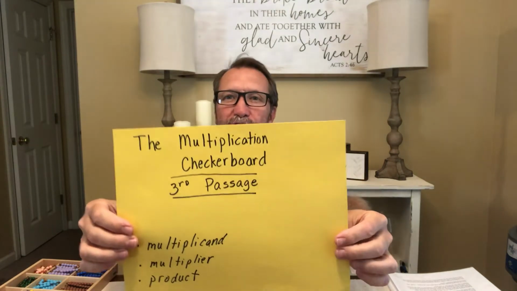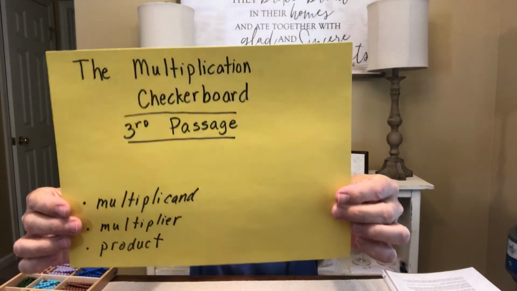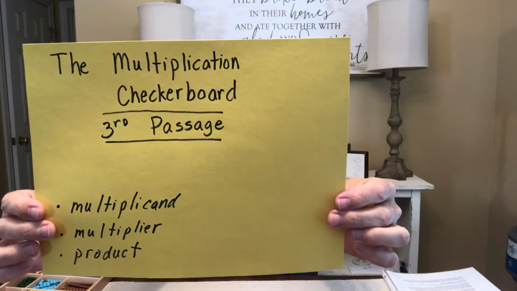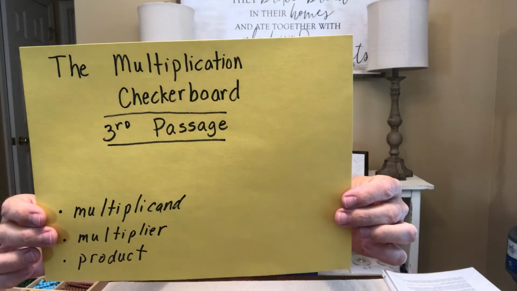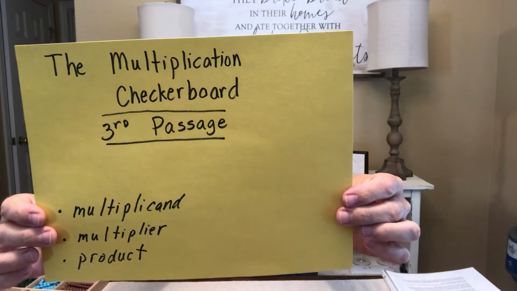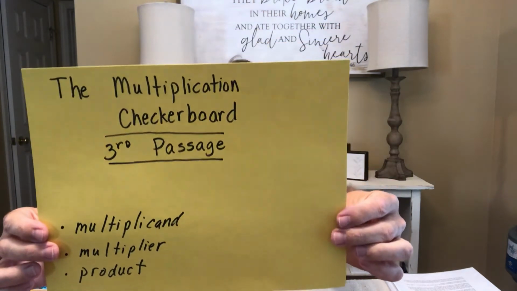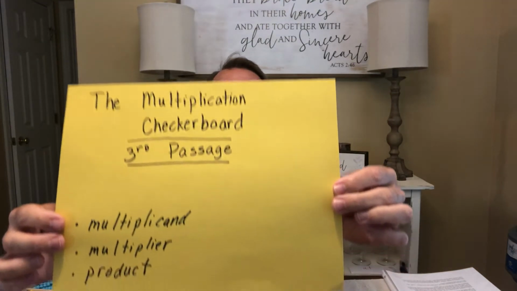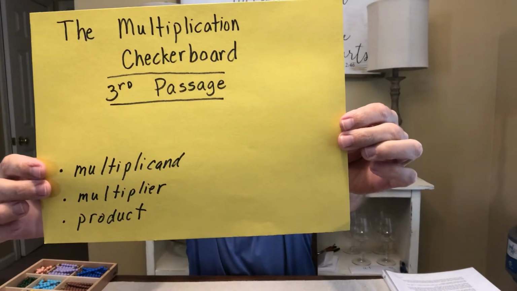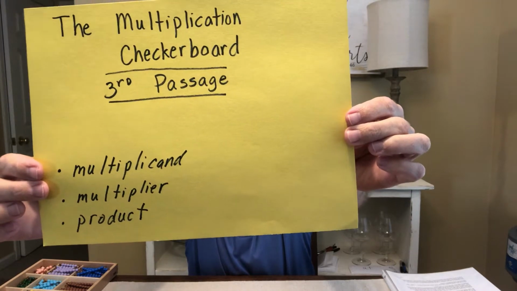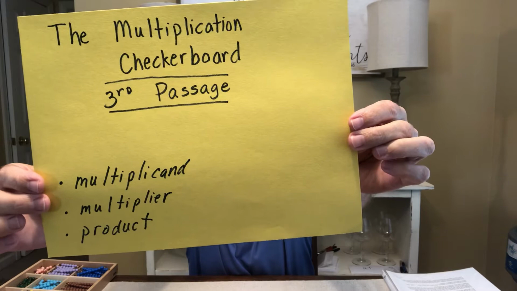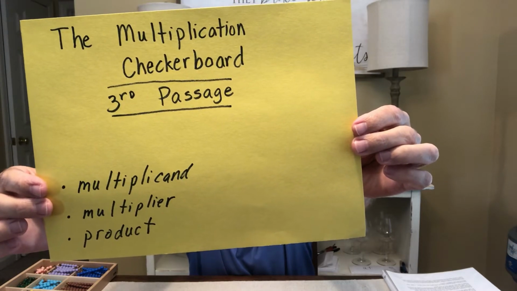Today's lesson is going to be the third passage of the multiplication checkerboard. We introduced the multiplication checkerboard and did the first and second passages, and now this one is the third lesson, and there's going to be a couple of new words: multiplicand, multiplier, and product. You might not know those words, so if you don't, go ahead and write them down.